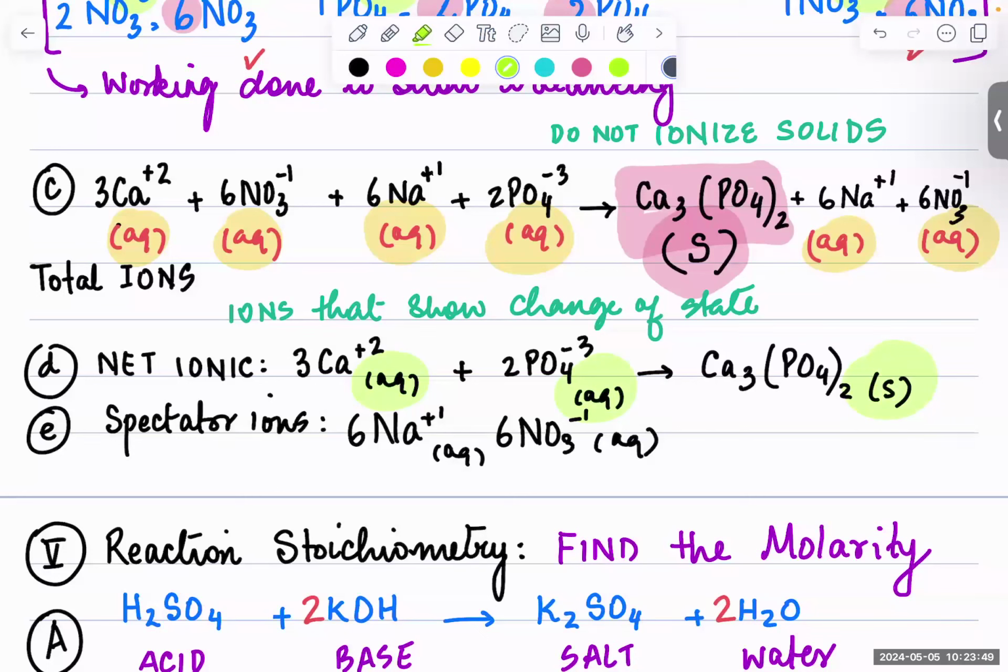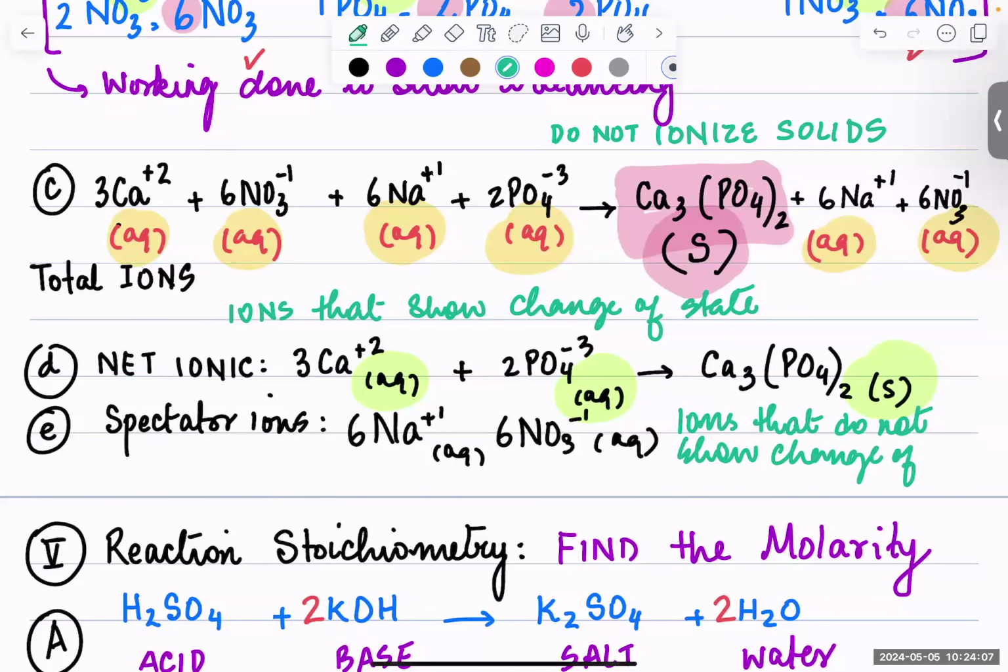And which are the spectator ions? The ones that do not show change of state. Okay, so that's one.